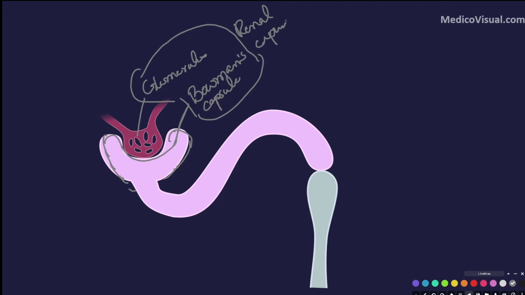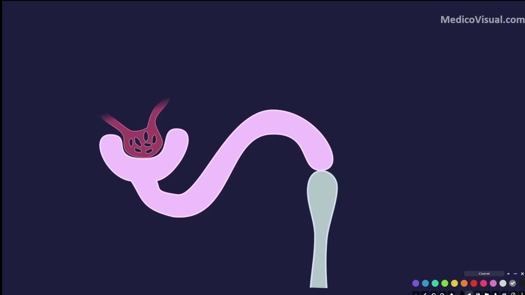So from here the blood will be filtered and it will come into this Bowman's capsule, and here the urine will be formed. So ultimately urine will be formed, and ultimately it will be secreted here, and ultimately it will come into this collecting duct. So let's further watch the formation of the nephron.